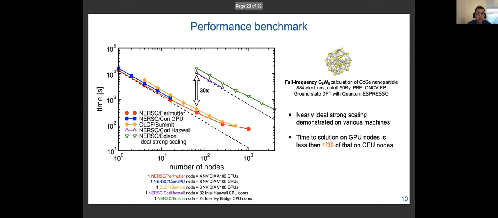So if we compare the same number of nodes of Summit, which is the orange symbols, and Cori Haswell, which is the purple triangles, we got a 30x speed up.